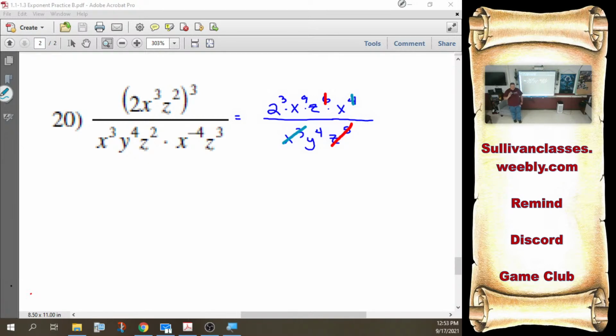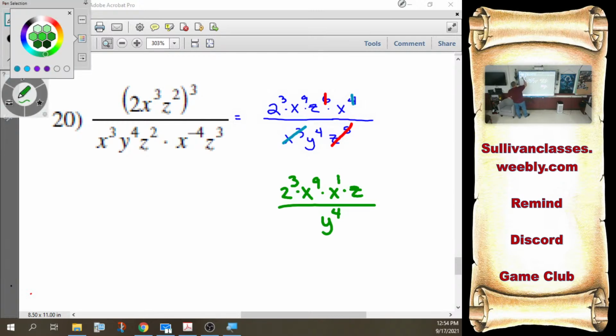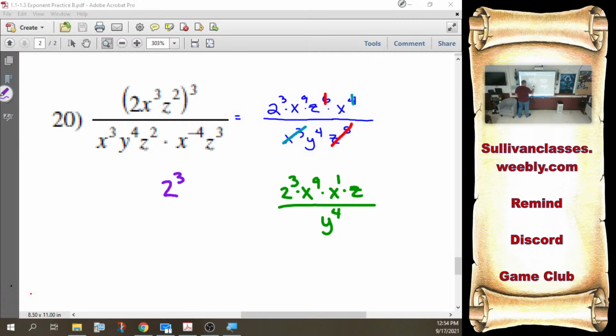There's 2 more things I can still do. Maybe it's looking a little iffy because I've got too much stuff there. I'm going to rewrite what I know is here. I see 2 to the 3rd, x to the 9th. I'll write it next to my other x. A z to the 1st, a y to the 4th. What can I still do? I can add exponents, 1 plus 9. There you go. Take your time, look at the rules. So that's x to the 10th, z over y to the 4th.